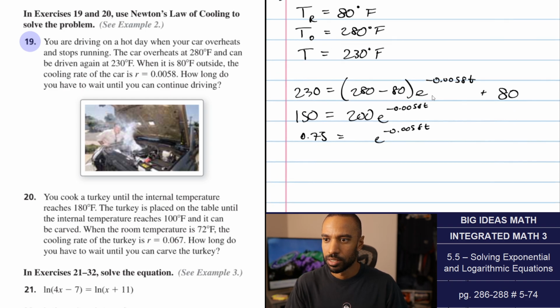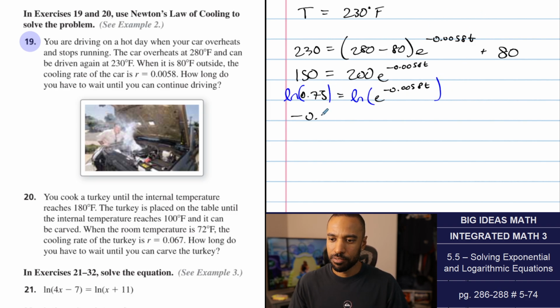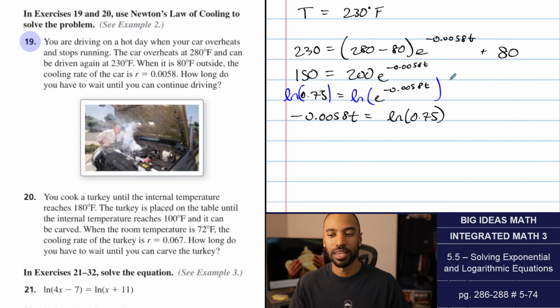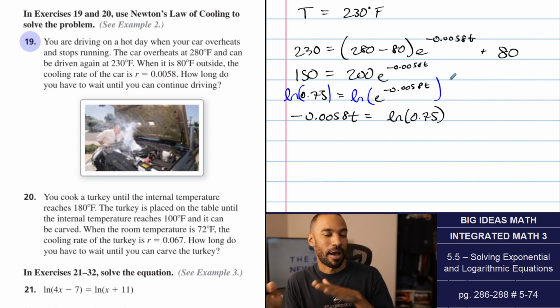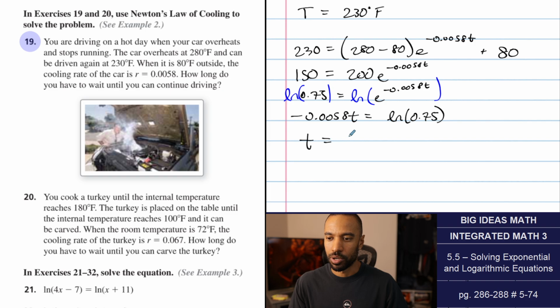Was that an 8? It was. My handwriting's getting kind of bad there. I'm going to natural log both sides. Like that. So now we're getting negative 0.0058t equals natural log of 0.75. Or you can do something like natural log of 3 minus natural log of 4, because it's natural log of 3/4. You can have fun with that. If we divide both sides by negative 0.0058, again, I expect a positive answer here because natural log of this number will be negative, and we're dividing by a negative here.